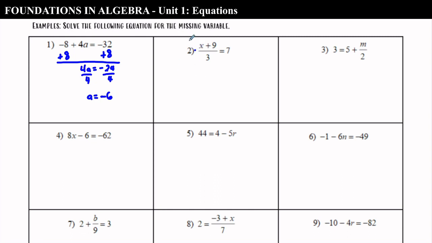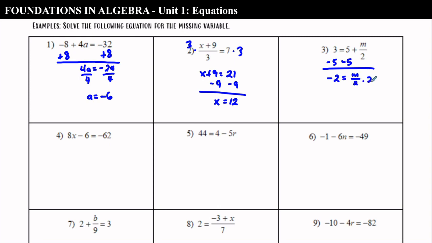For this one, we're going to multiply each side by 3. That's going to give us x plus 9 equals 21. And then we're going to subtract 9 from each side. And that's going to give us x equals 12. For this one, we're going to subtract 5 from each side first, because that does not have the variable. So you get negative 2 equals m over 2. And then we're going to multiply each side by 2. And that's going to give us negative 4 equals m.